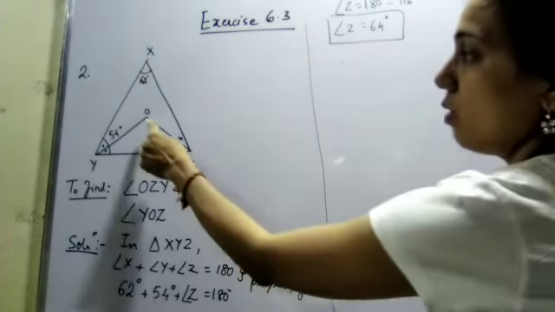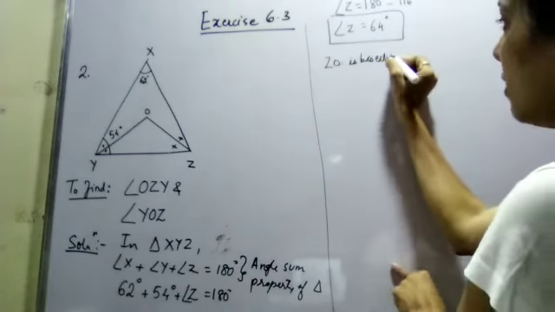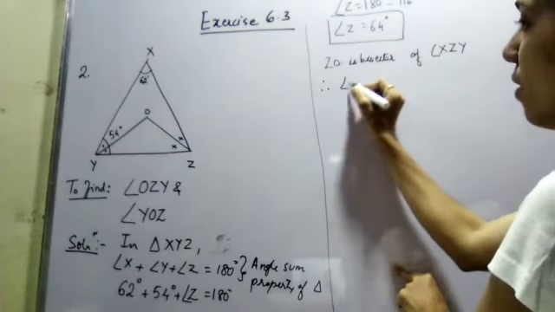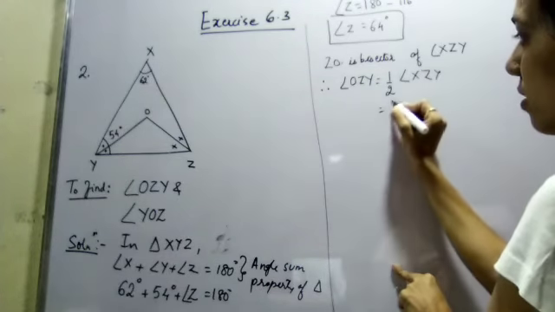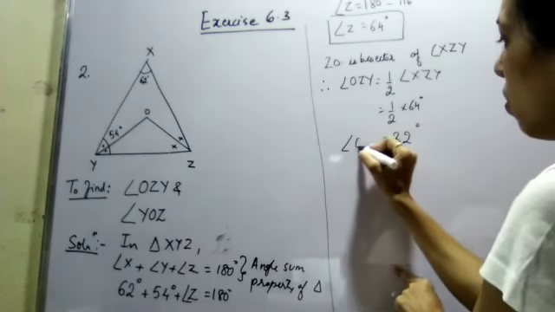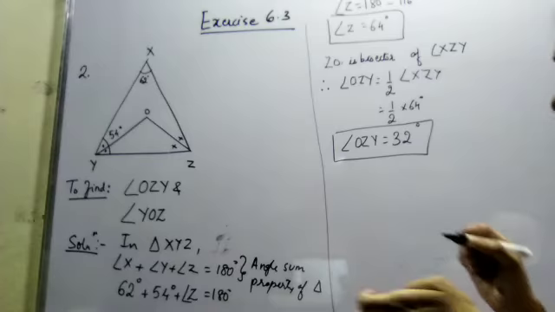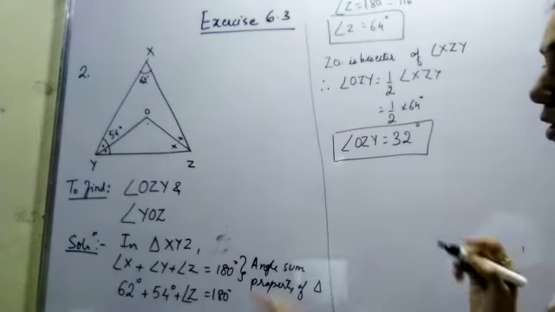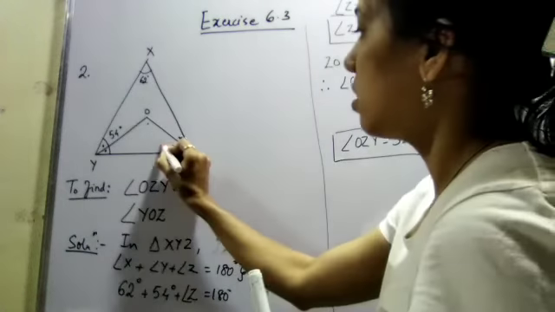Now our work is to find out OZY. ZO is bisector of angle XZY. Therefore, angle OZY is half of angle XZY, which will be half of 64, and this is nothing but 32 degrees. So you got OZY as 32 degrees. So we have got this measure. Now our work is to find out measure of this central angle. With this angle we have to find out. So for that, one angle we already know, which we got as 32 degrees. This angle we know, this is 32 degrees.